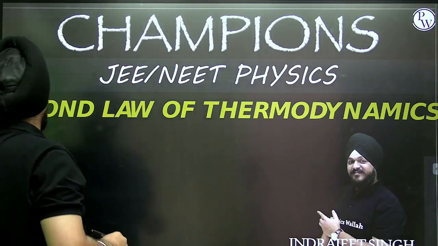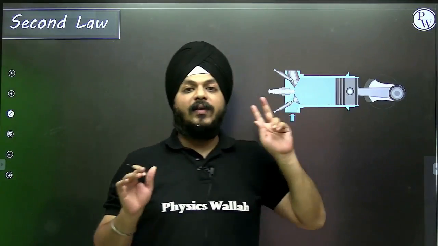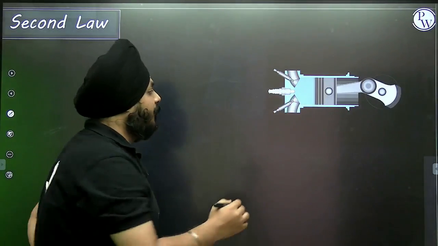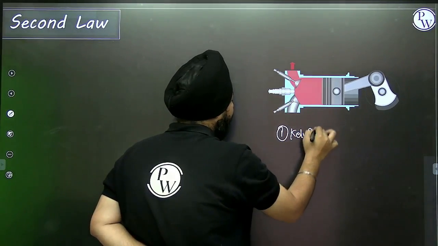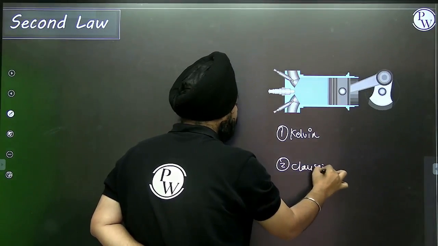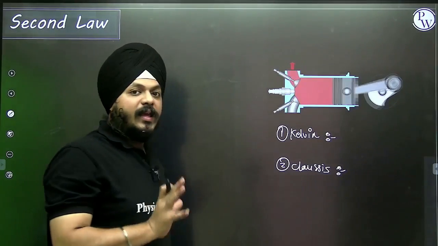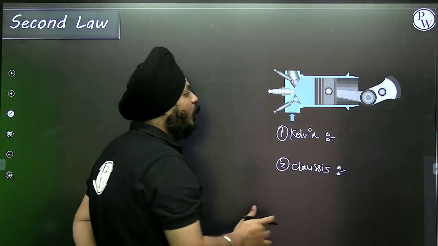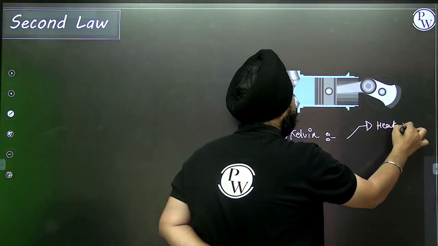Now the second law of thermodynamics basically has two statements. The first statement is given by Kelvin-Planck, and the second is the Clausius statement. Kelvin gave this statement of the second law of thermodynamics for heat engines.